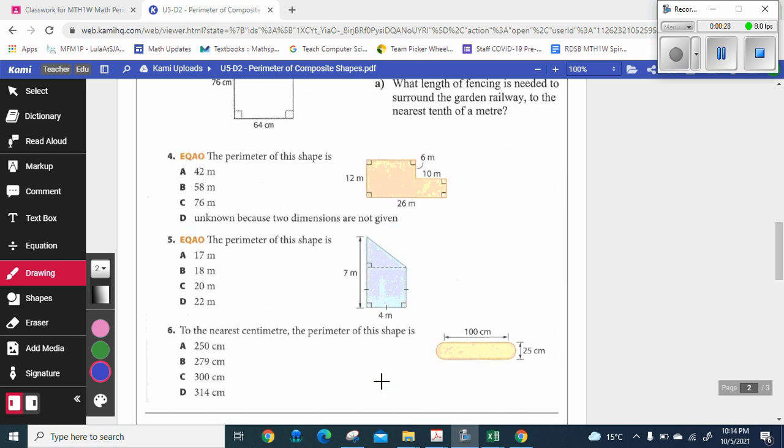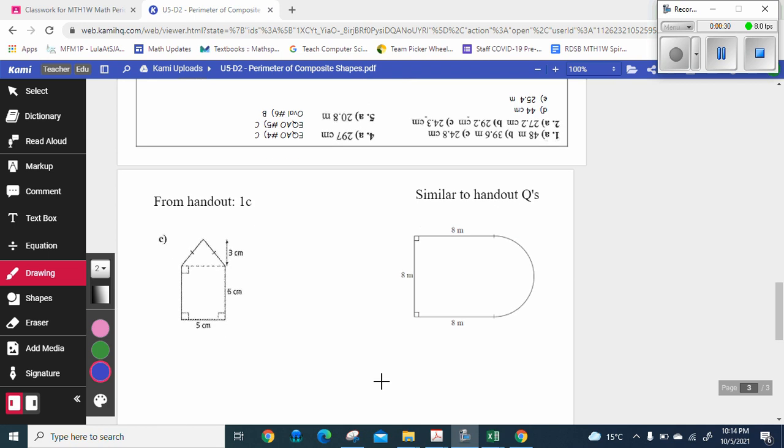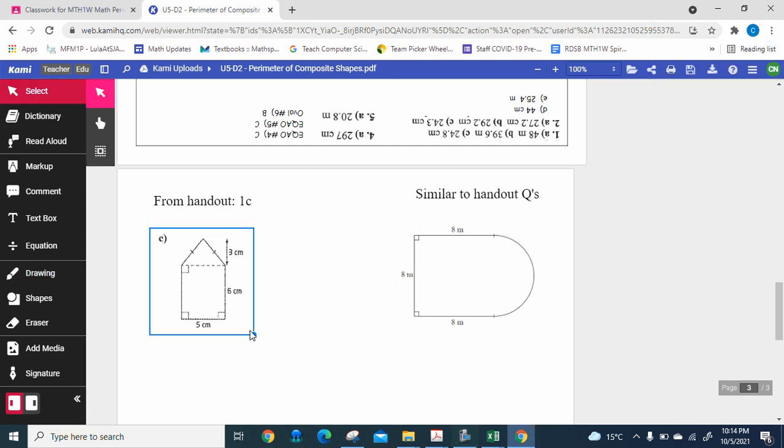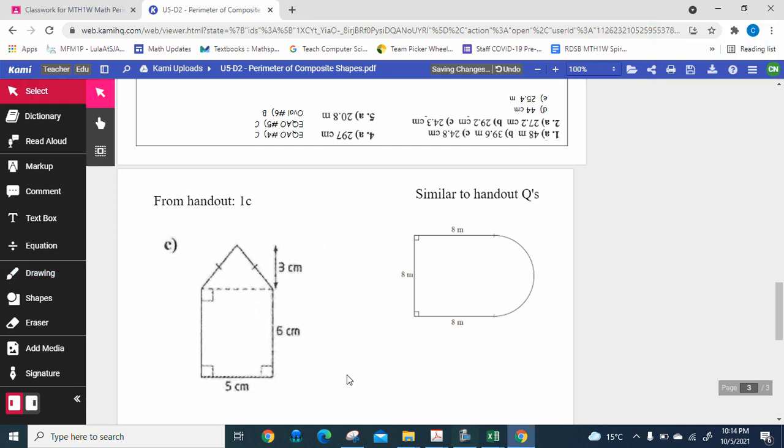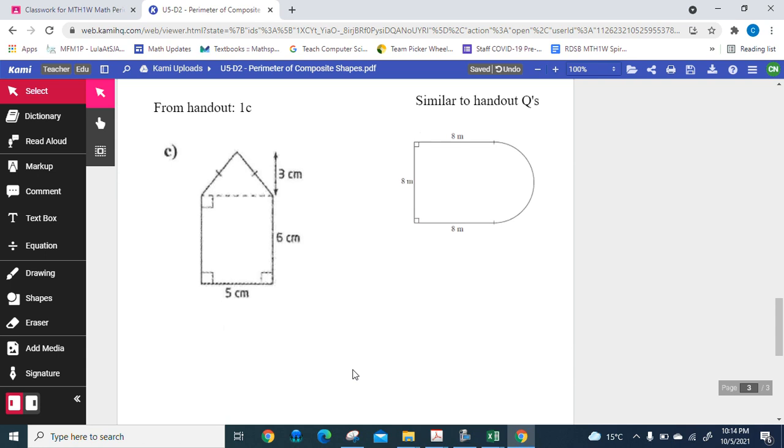Today's handout, you're going to need to use the Pythagorean Theorem. That's why I chose 1C, because we're going to need the Pythagorean Theorem for it. Let's give it a go. Let's see how we do. So here, it's kind of like a house shape.